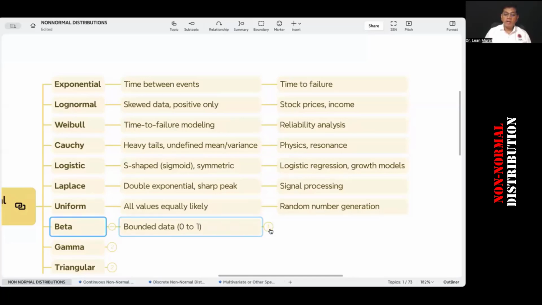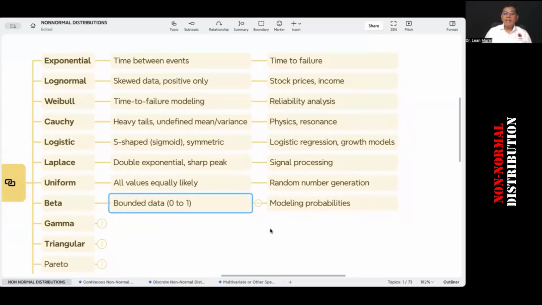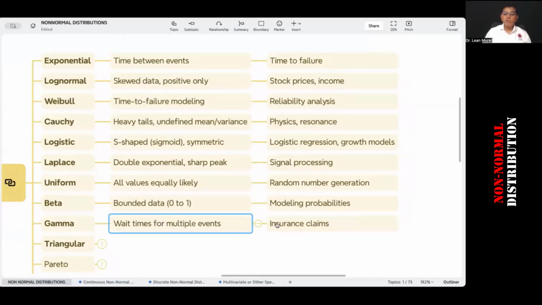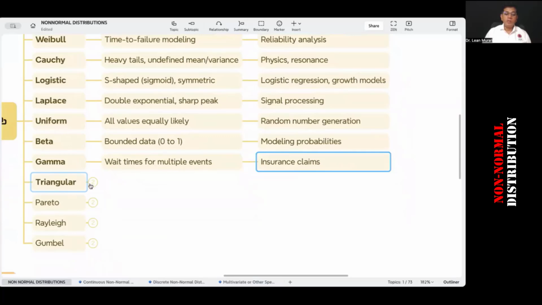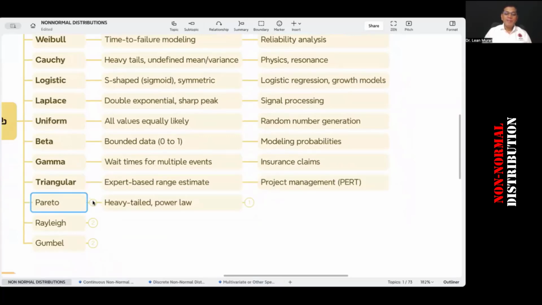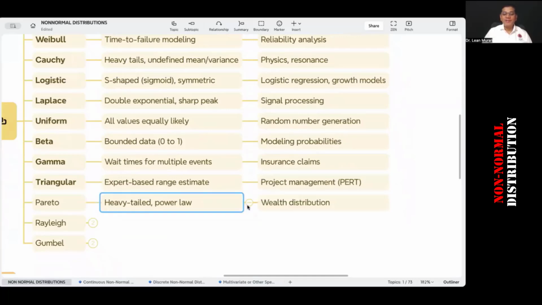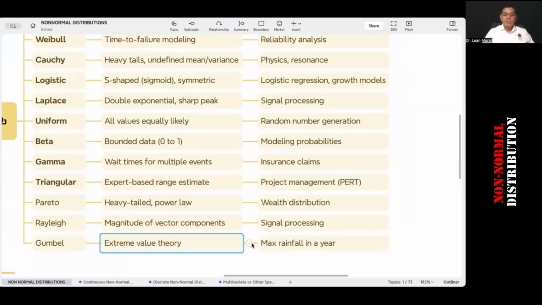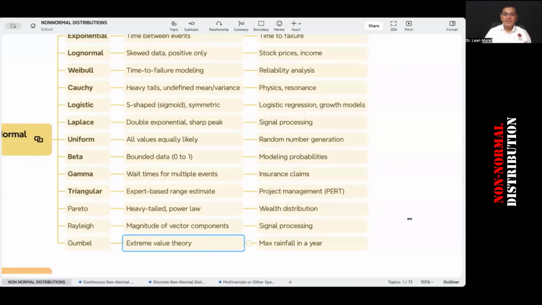We are going to talk about that. And beta distribution is used in modeling probabilities. Gamma distribution is used in insurance claims. Triangular distribution is used in project management. Pareto distribution will be used in wealth distribution. Rayleigh distribution is going to be used in signal processing. Gumbel distribution is going to be used in rainfall and stuff like that. If you are excited about this, type WOW in the chat box.